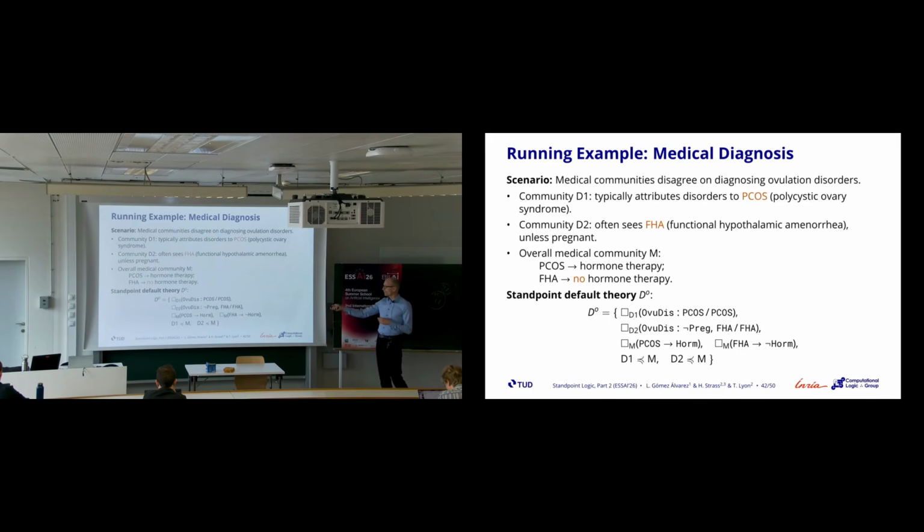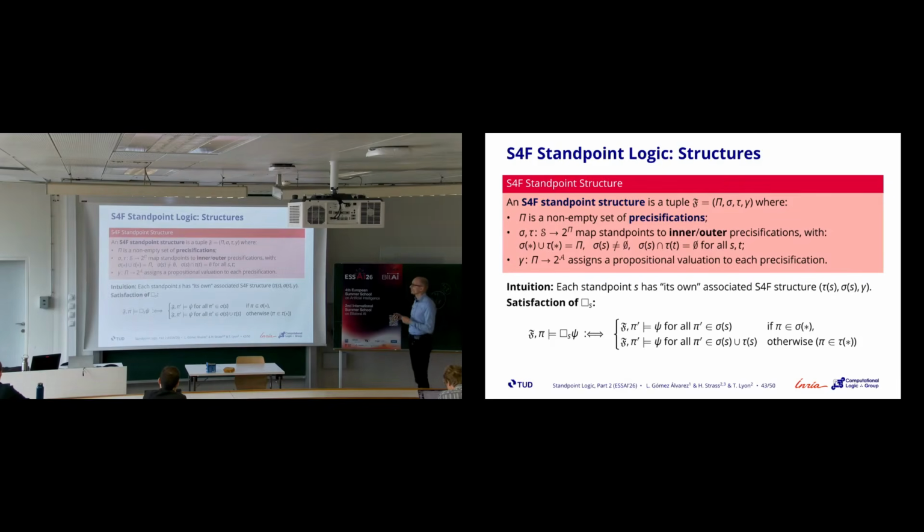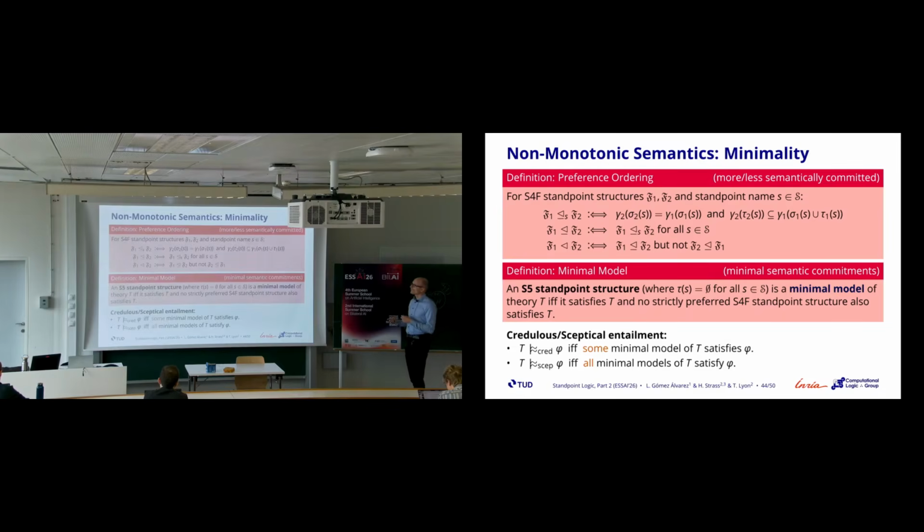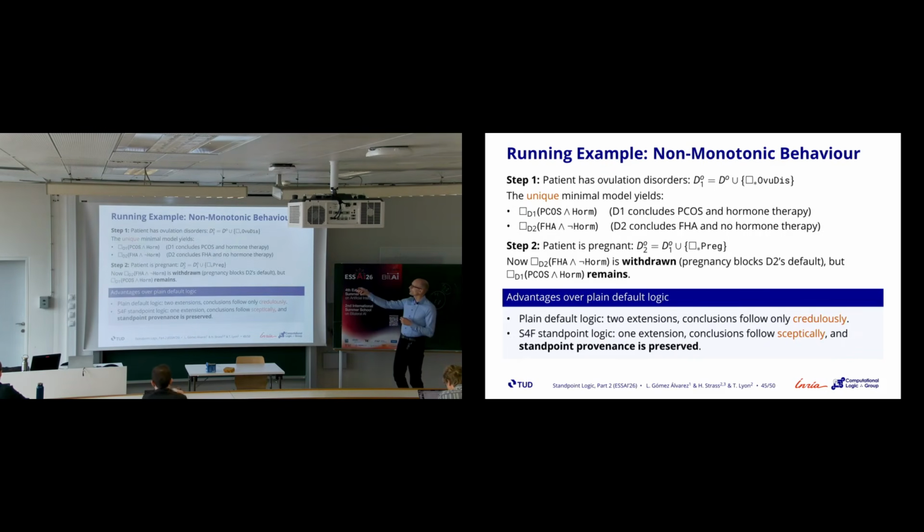So this one with ovulation disorders and potential diagnosis PCOS and FHA. So that was D0, the original default theory. This we now extend by saying we have a patient that has ovulation disorders, and we express this by this box star. And then our standpoint S4F yields a unique minimal model with the following conclusions.